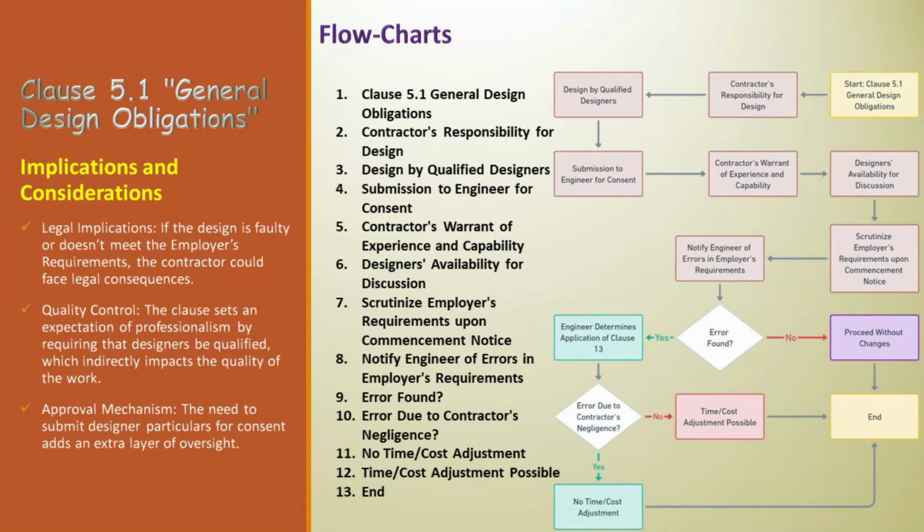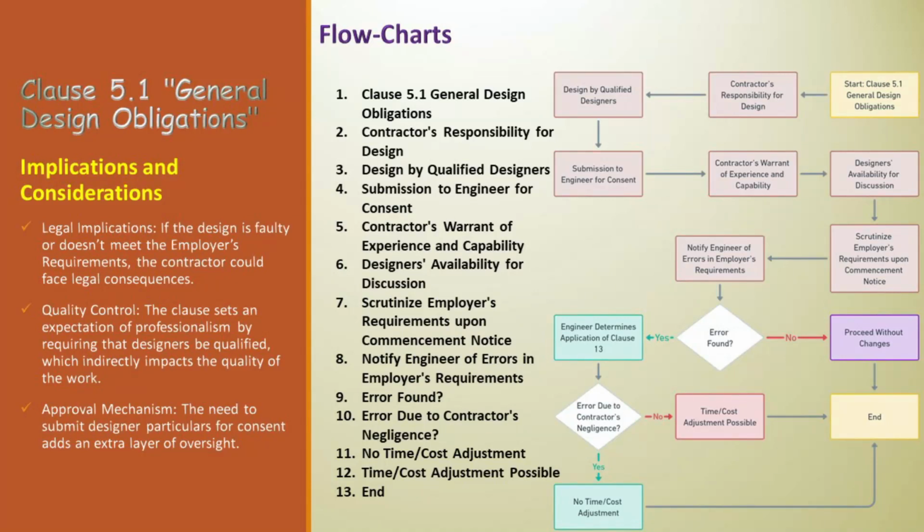Next is error found. This is a decision point. If the contractor has found an error in the employer's requirements, the process moves to the next step. If not, the process moves towards completion without any changes. Next is engineer determines application of Clause 13. If there is an error, the engineer must decide whether to apply Clause 13, which could involve changes to the contract, variations, and adjustments.